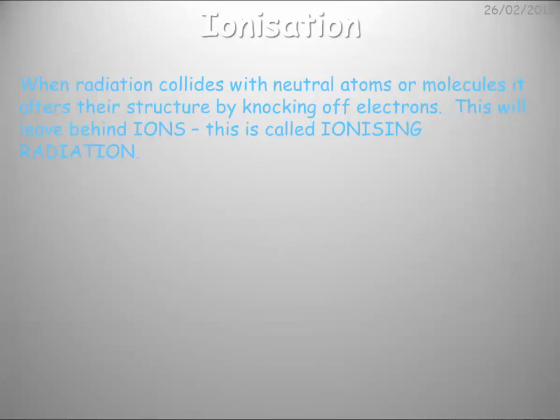Okay, right, last little bit on this tutorial is about ionization, and it's quite an important topic really, this bit. When radiation collides with neutral atoms or molecules, it alters their structure by knocking off electrons. This leaves behind ions, which will be positive and negative. This is why it's called ionizing radiation. In living tissue, positive and negative ions can be quite damaging and can lead to uncontrolled growth of tissue cells, and we would call that a tumour or a cancer.